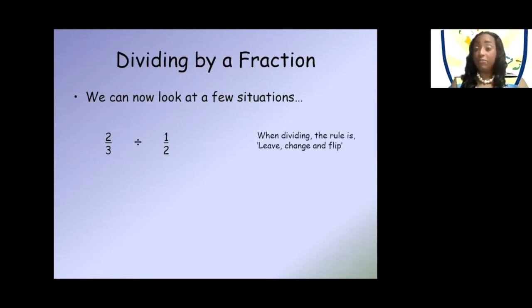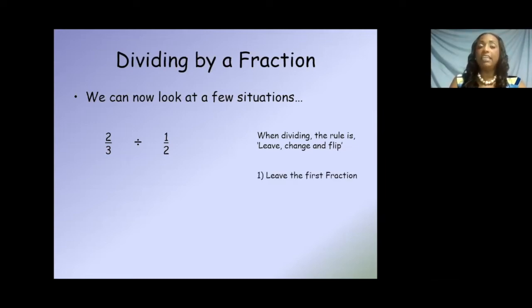Okay, if you remember from the clip that you just saw, the rules are you want to leave, change, and flip. In other words, you want to find the reciprocal. So when dividing fractions, it's the same thing as multiplying by the reciprocal. And what is the reciprocal? Remember, the reciprocal is just switching places between the denominator and the numerator. So the denominator and the numerator switch places when you're finding the reciprocal.